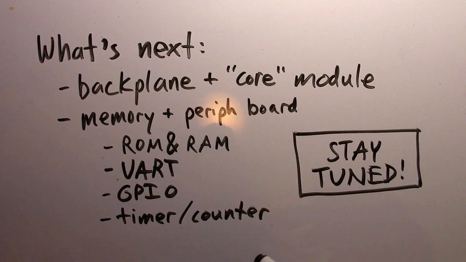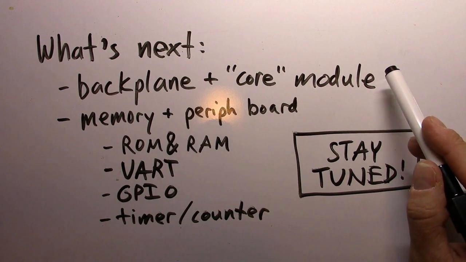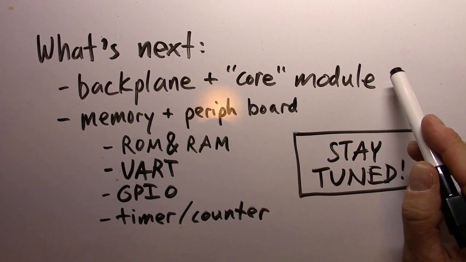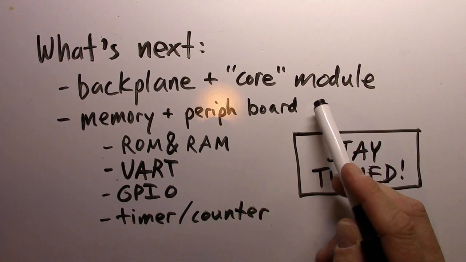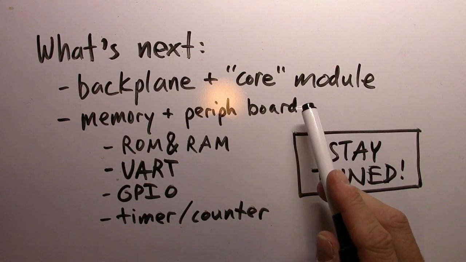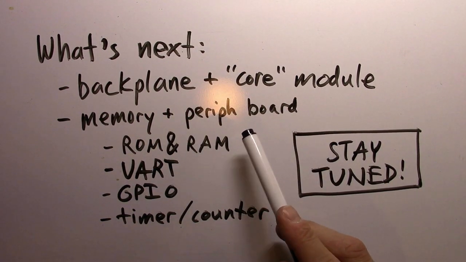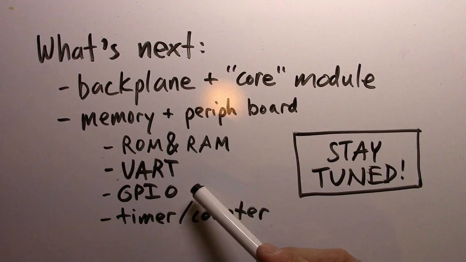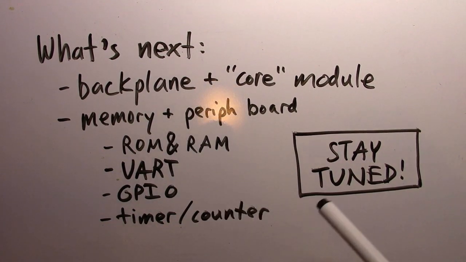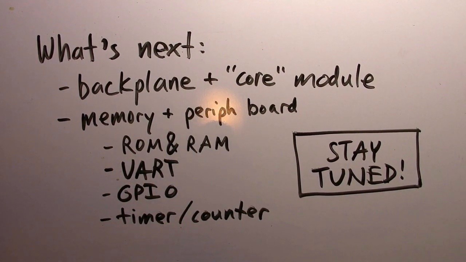That's a good place to wrap up, so let's talk about what we're going to do next. My goal in the next video is to get the backplane up and running and construct the core module consisting of the CPU and the glue logic, and then maybe also start to work on the first submodule for the backplane, which I think is going to be the memory and peripheral board. Clearly we need ROM and RAM, but we can also start integrating some devices such as a UART for serial communication, GPIO for arbitrary digital input and output, and a timer and counter for timing and timer interrupts. So stay tuned, and I will see you in the next video.